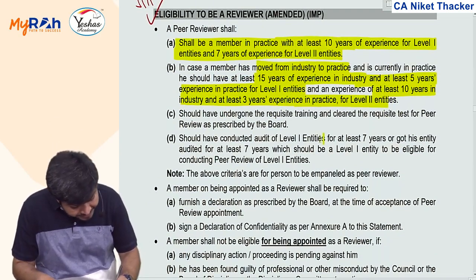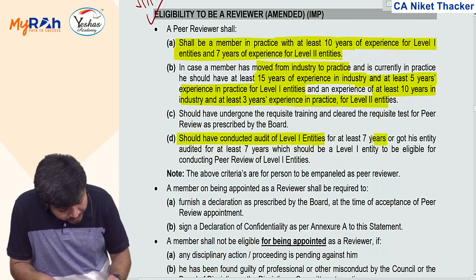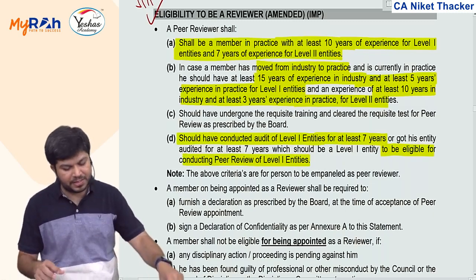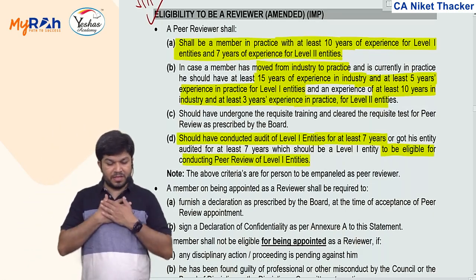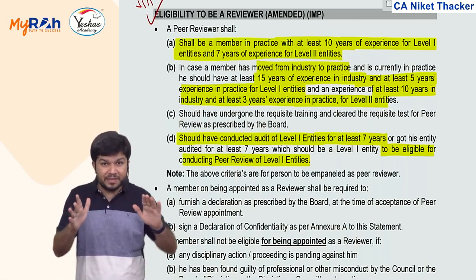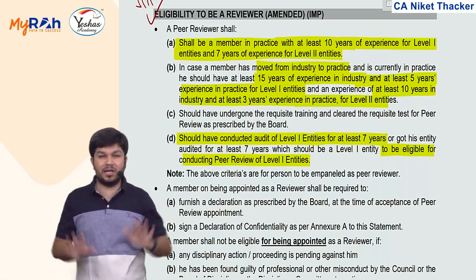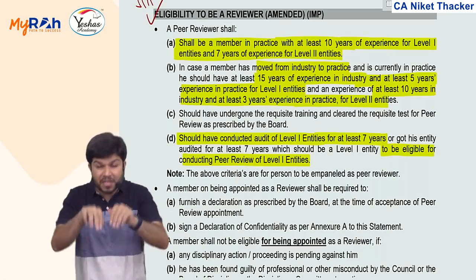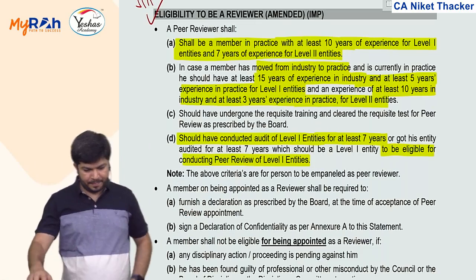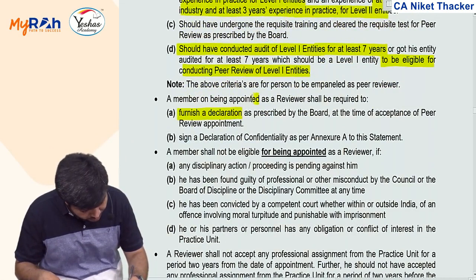And I should myself have conducted level 1 entities ka audit for 7 years to be eligible for conducting review of level 1 entities. If I want to be a level 1 entity ka reviewer, I should have myself done audit of such entities for at least 7 years. I should be in practice for 10 years, but such audit I should have done for at least 7 years. Okay, you have to furnish a declaration on being appointed.